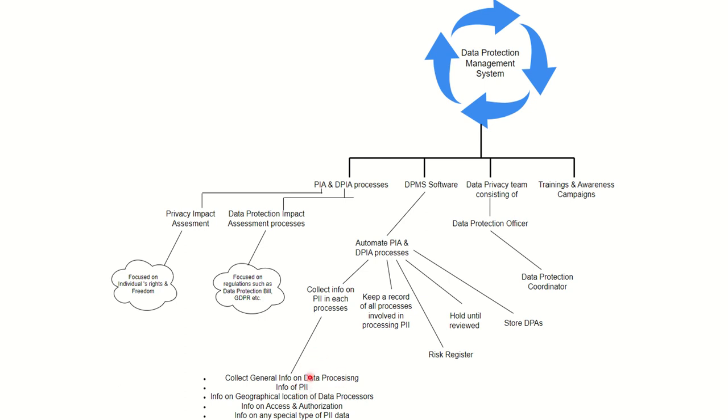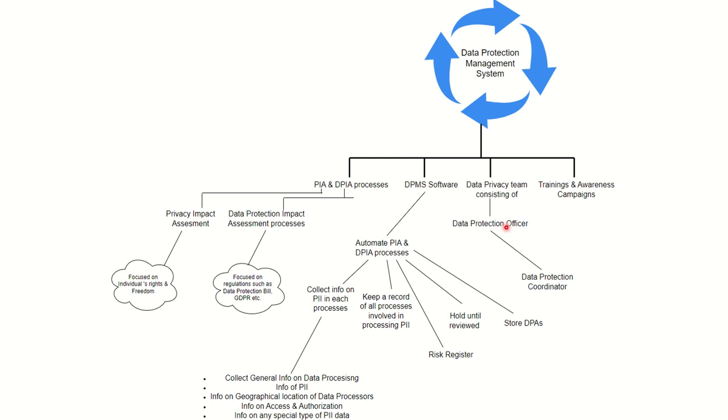So all those kind of details will be collected and stored in the data protection management software, and once it is stored there, it becomes easy for the data privacy team to review that process and then approve the processing activity. We will look at the DPMS software a little bit in detail with an example on the next slide.